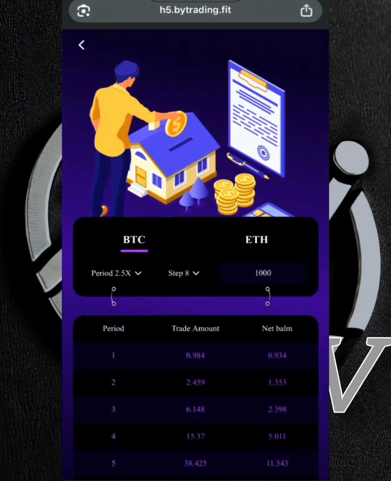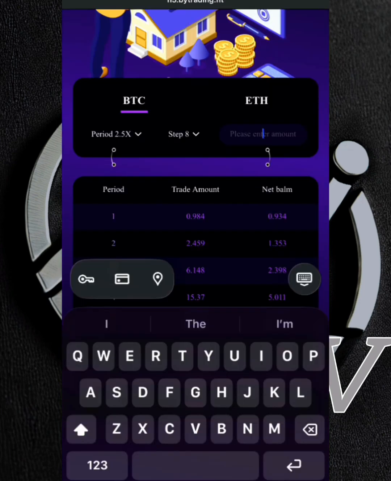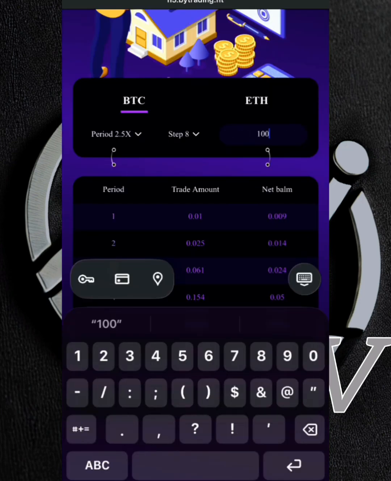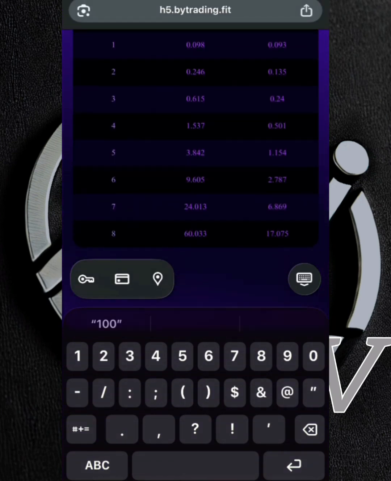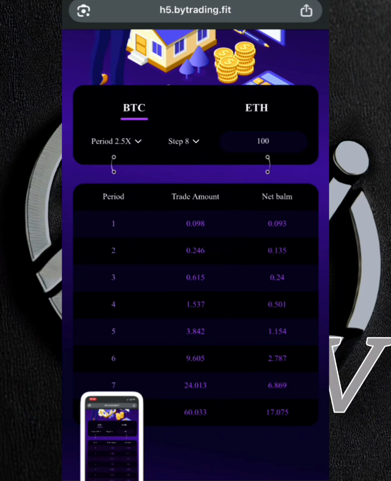And I'm still going to explain that while trading in the video, okay? So I'm going to input my capital right here, and my capital is 100 USDT. After inputting it, it gives me an 8-phase plan on how I can trade. So I'm just going to screenshot this right now. After screenshotting, I'll head over to the signal group.